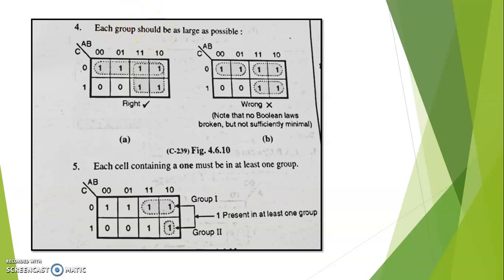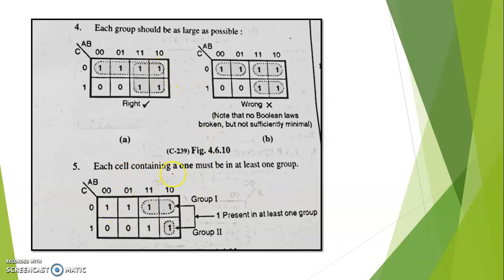Next, each group should be as large as possible. As large as possible means if you have 4 ones, then you should not make a pair of 2 and another pair of 2. No Boolean laws are broken, but it is not sufficiently minimal. This is not right. So you have to make a larger group, this 4 and this 4.